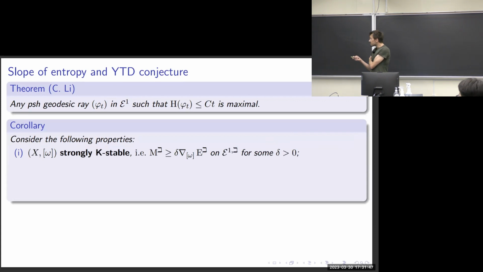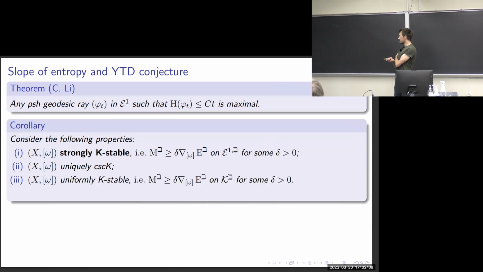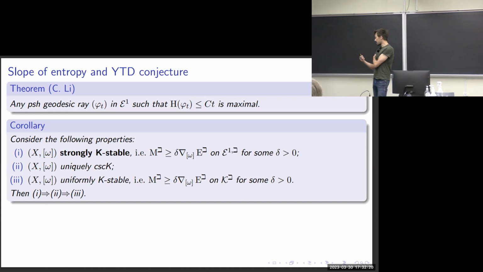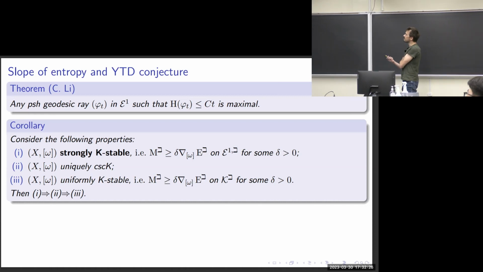So here you define, say, strong K stability. It's the same condition as before, but not only on test configurations, but also on limits of these, which are embodied in this E1 bet space, so potentials of finite energy, non-Archimedean ones. Then you have uniquely CK, and then you have uniform K stability that we saw before. The assertion is that one implies two implies three. Strong K stability implies coercivity of the K energy, and therefore by Chen Cheng, you have a unique CSK metric. And then two implies three we saw before already.